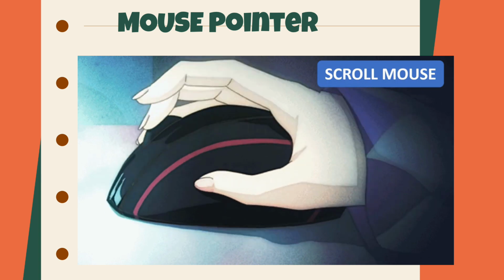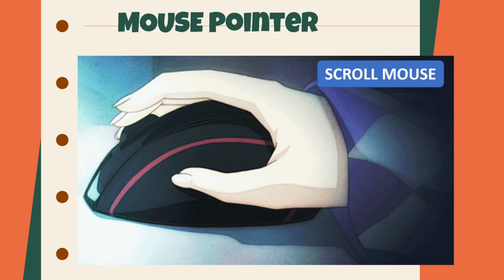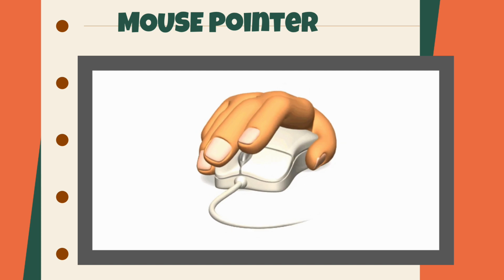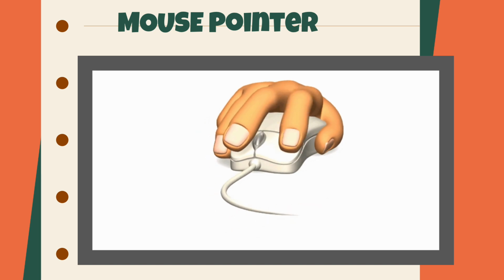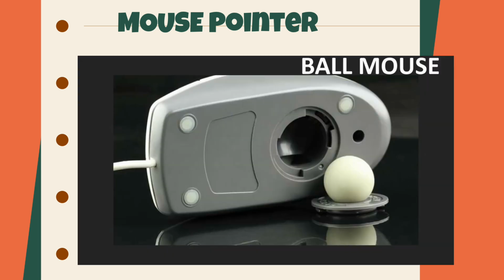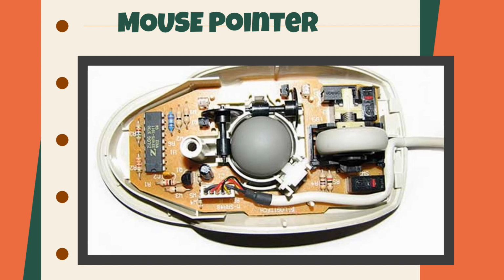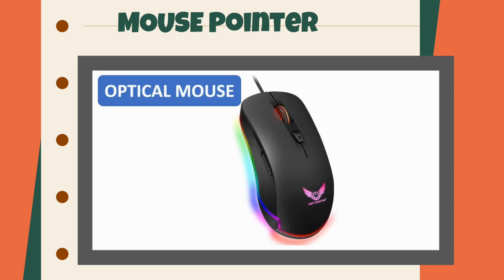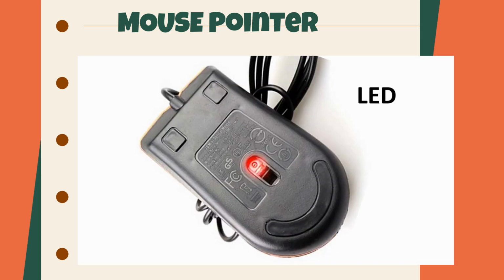Scroll mouse. A scroll mouse has a scroll wheel in the middle of the left and right button. We can move a page up and down by moving a scroll wheel. Scroll mouses of 2 types: ball mouse and optical mouse. A ball mouse has a ball under it. This ball helps to move the mouse pointer on the computer screen. Optical mouse. An optical mouse uses a light source, instead of a ball, for movement of the mouse pointer. The light source can be LED or laser.